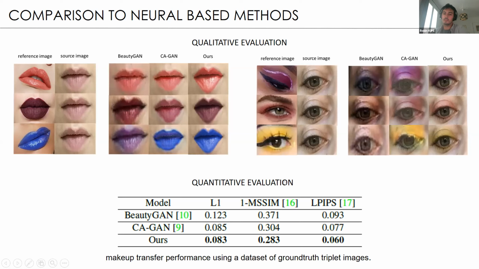We're also doing a bit of quantitative evaluation in the paper. If you're interested in that, I encourage you to read it. To do that, we use a triplet of ground truth images, with an actual picture of some people before and after the makeup.